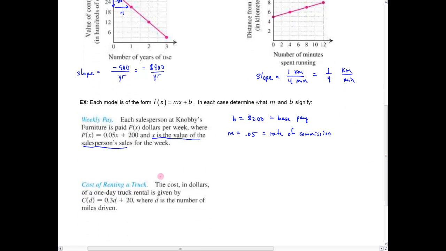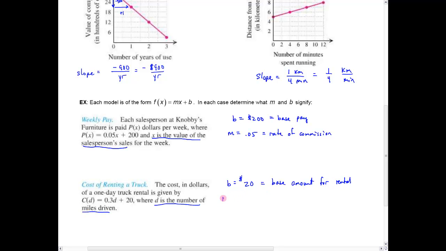Okay, here's another example. Cost of running a truck. The cost in dollars of a one-day truck rental is given by C of D. The cost is a function of D, where D is the number of miles driven. So in this case, my y-intercept b is 20. That would be $20, and that's how much it's going to cost to rent that truck, even if you don't drive it at all. If you just want to sit out in the parking lot and listen to the radio, it's still going to cost you $20. Okay, so that would be the base amount for the rental.